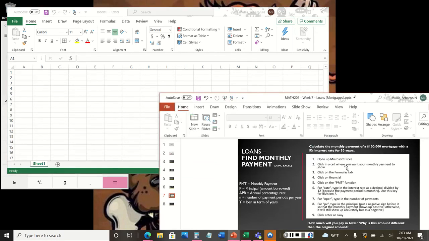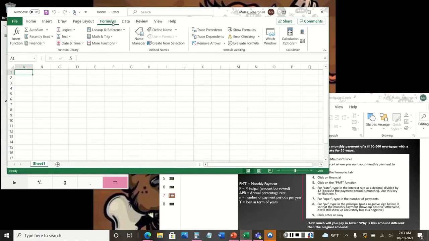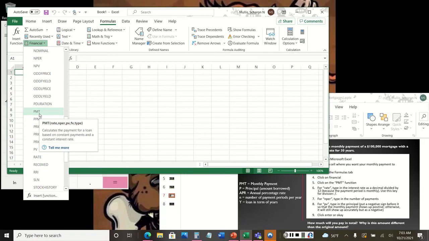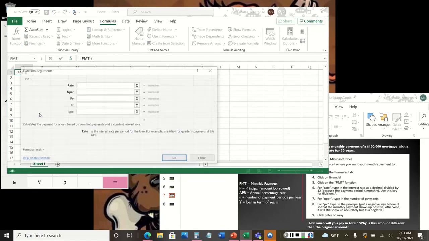All right, next thing, click on the formulas tab. So I'm going to go to formulas, click financial, then I'm going to scroll down to payment, PMT. And if you hover over it, it'll give you some information about it. So it calculates the payment for a loan based on constant payments and a constant interest rate. All right, so we're going to click on that.